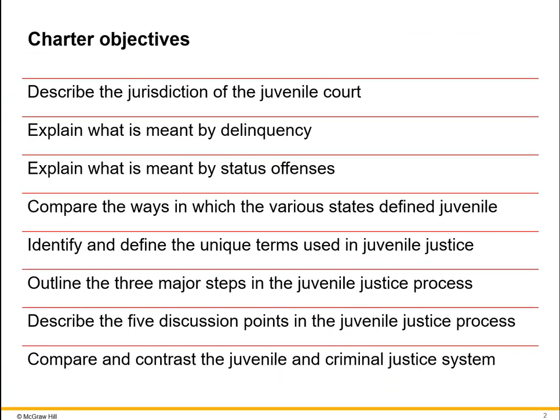In this chapter, our learning objectives are to describe the juvenile court's jurisdiction, explain delinquency and status offenses, and compare how states define a juvenile. We will identify and define terms used in juvenile justice, review the 3 major steps of the juvenile justice process, and describe the 5 discussion points. We will also discuss the differences between the juvenile and criminal justice systems.